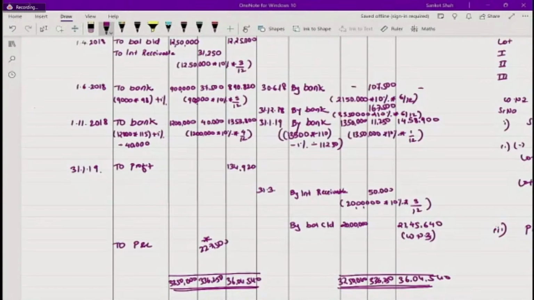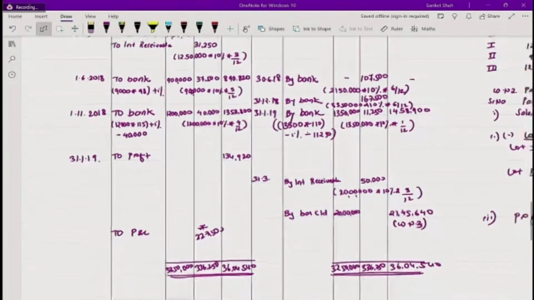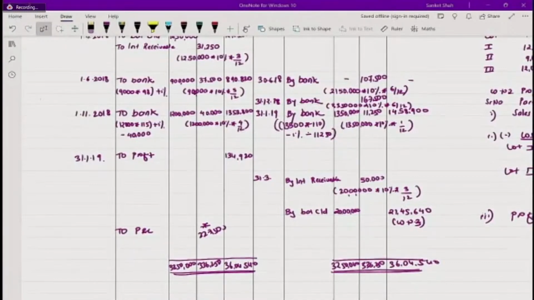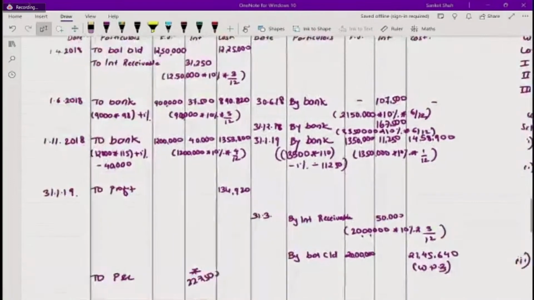No beta, no change till November 23. I don't think your syllabus will get changed up to November 23. Interim dividend means which you get in between. Yes, beta. Bonus shares are eligible for interim dividend. Yes, Mohammed ji, bonus shares are eligible for interim dividend.